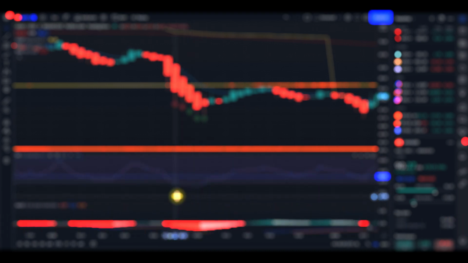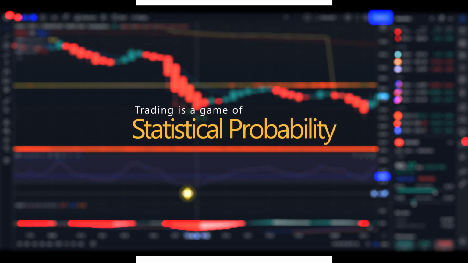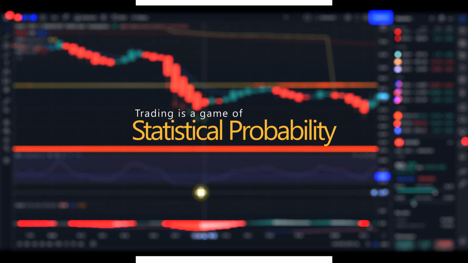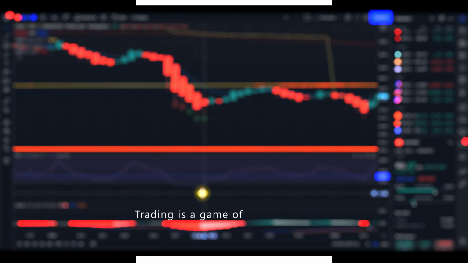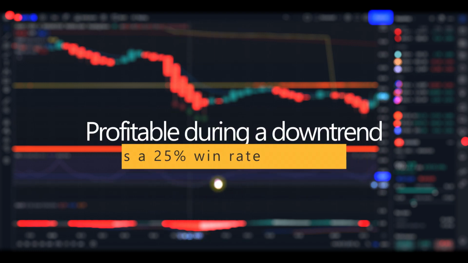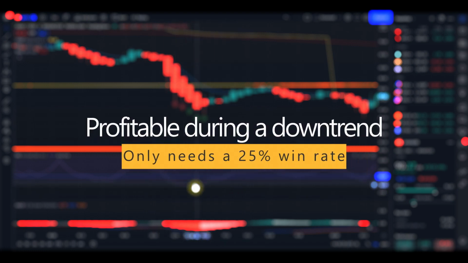So, trading at its core is a game of statistical probabilities. All right, so this strategy I'm about to share with you only needs a 25% win rate in order to be profitable. Even in a downtrend, you have more profit than losses.